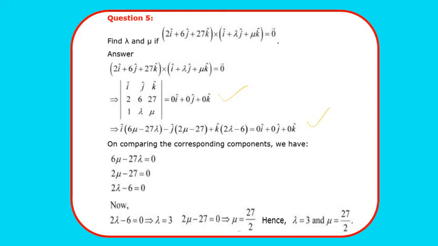Comparing the corresponding components, we know that two vectors are equal if their corresponding components are equal. So we get 6 nu minus 27 equals 0, 2 nu minus 27 equals 0 and 2 lambda minus 6 equals 0. Now 2 lambda minus 6 equals 0, so we get lambda equals 3. And 2 nu minus 27 equals 0, so we get nu is equal to 27 upon 2. Therefore the required values of lambda and nu are 3 and 27 upon 2 respectively. Clear? So pause and note down the solution.